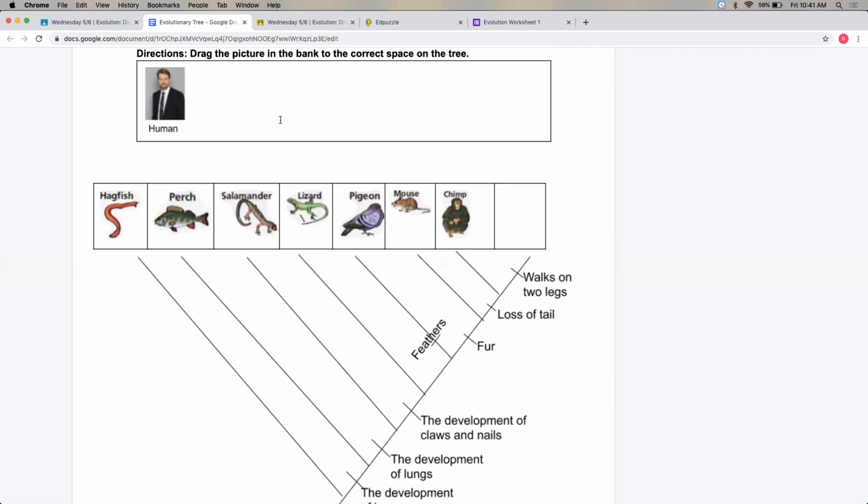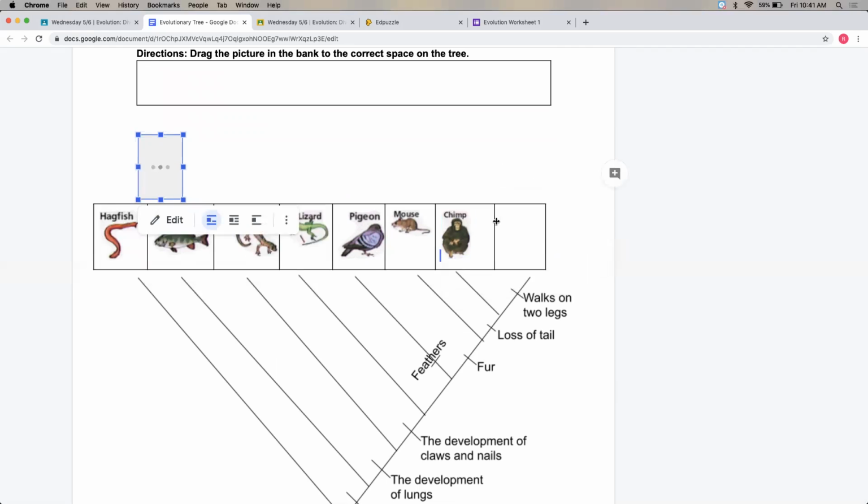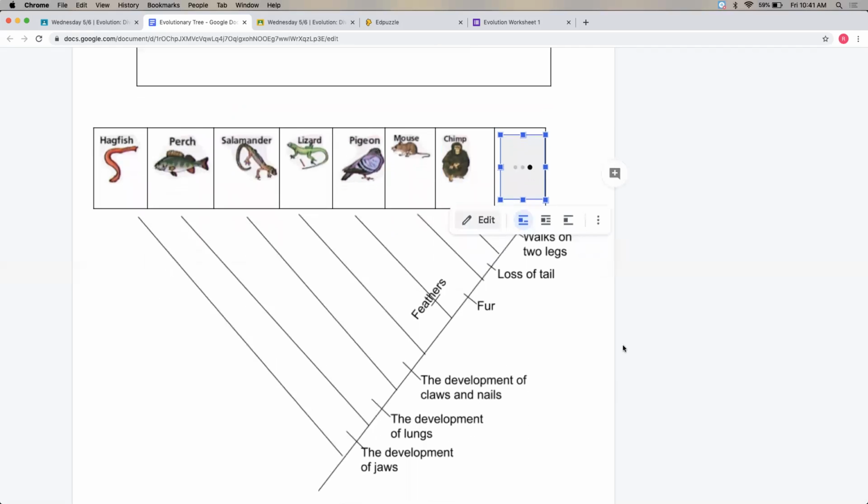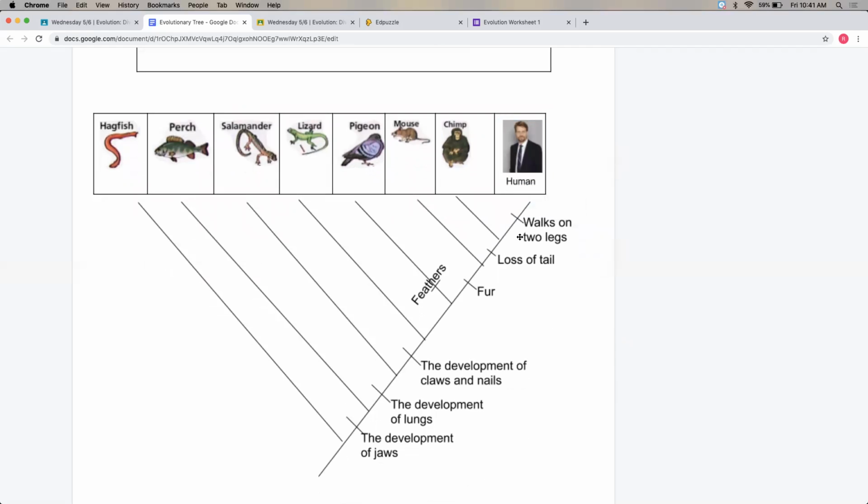Walks on 2 legs, and that is us. So we are creatures that have fur or hair. So we have hair, that does not have a tail, that does walk on 2 legs, and that's us.